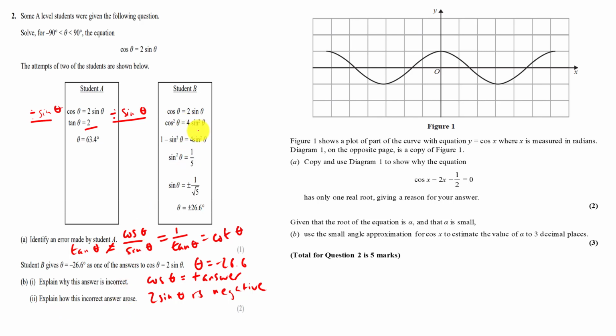Part 2, explain how this incorrect answer arose. So they squared both sides here. So when you square both sides, they've got rid of a negative answer and everything becomes positive. So when both sides were squared, everything became positive.